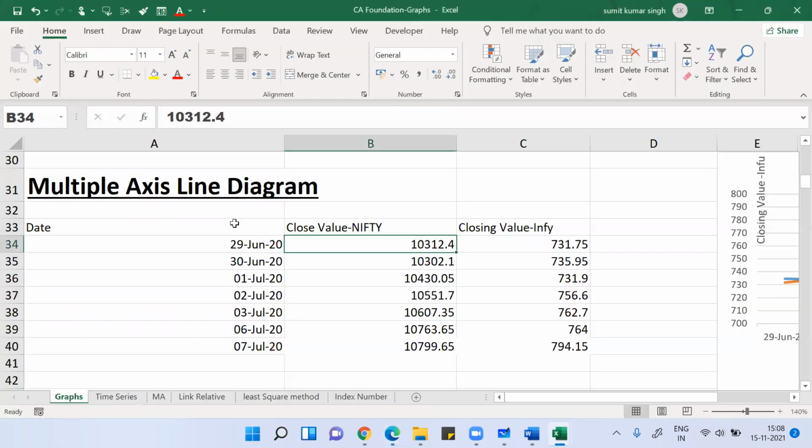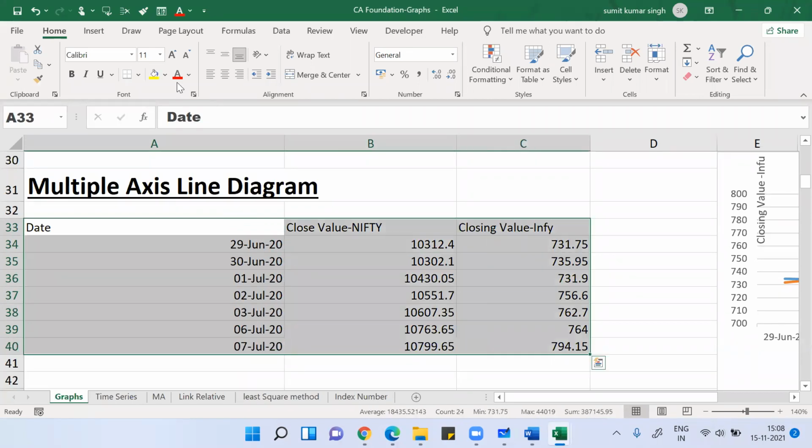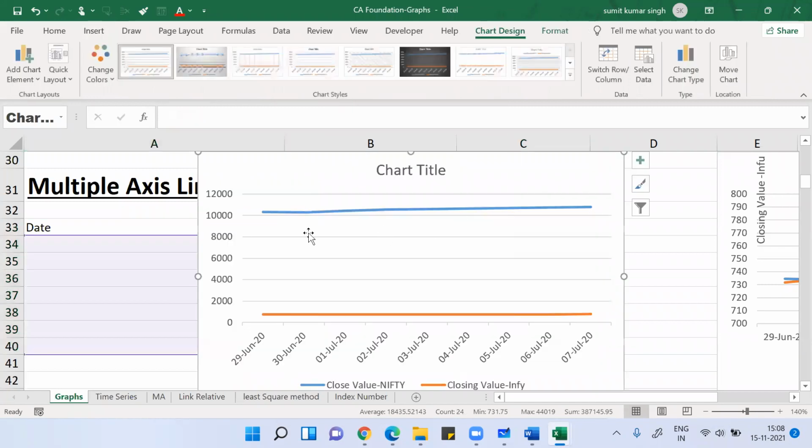Now coming back to here, multiple axis line diagram means you are trying to compare two variables and the prices at which they are trading are very much different from each other. If I try to plot the line diagram, you will see how it will get. You will get it like this, because one is trading in 10,000s. This Nifty is trading in 10,000 and this stock is trading in thousands. So how will you make a comparison between them by drawing a line diagram? It doesn't make much sense.